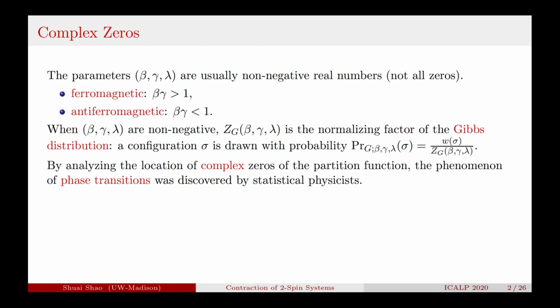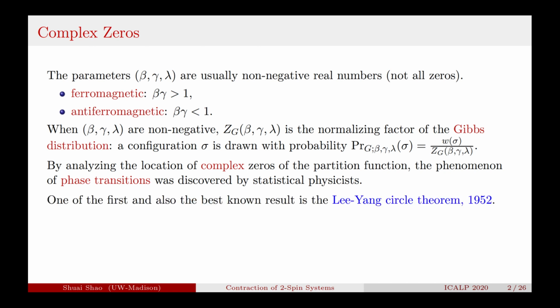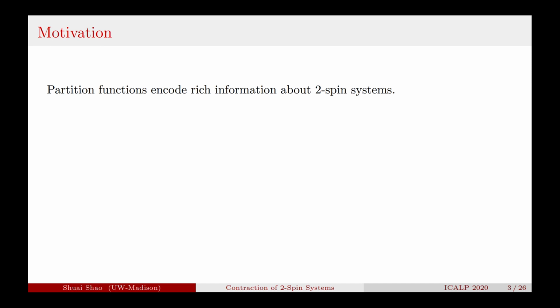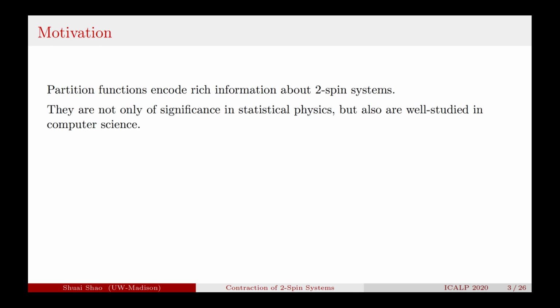By analyzing the location of complex zeros of the partition function, phase transition was discovered in statistical physics. One of the first known and also the best known results is the Lee-Yang circle theorem. In this talk, we will view the partition function as a multivariate polynomial over these three complex variables, and we study zeros of this polynomial and its relation to the approximation of the partition function. Now, the partition function encodes rich information about two-spin systems. They are not only of significance in statistical physics, but they are also well studied in computer science.